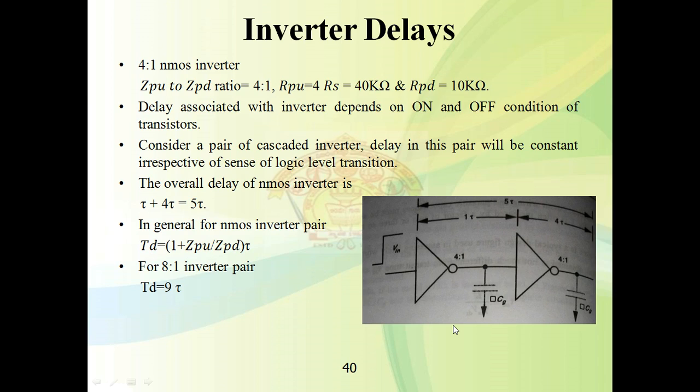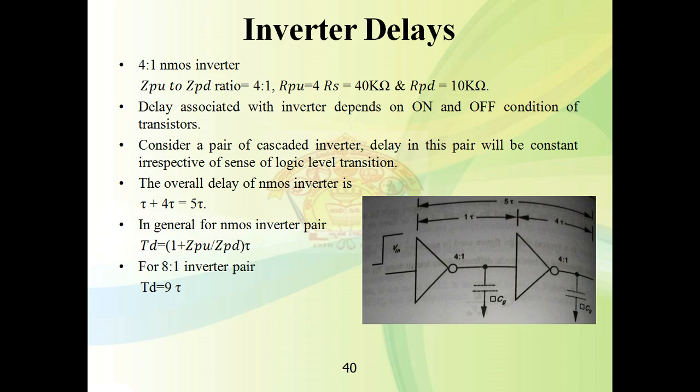Now we will discuss the inverter delay, the nmos inverter delay and the cmos inverter delay. In the nmos inverter, there is one pull-up transistor and one pull-down transistor. Let us take the pull-up transistor Z pull-up with a length to width ratio of 4:1, and the pull-down transistor with a 1:1 ratio.